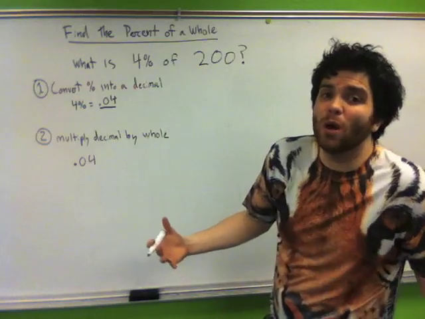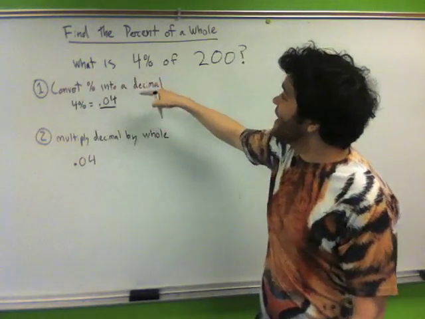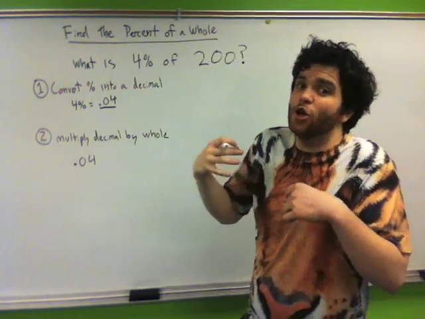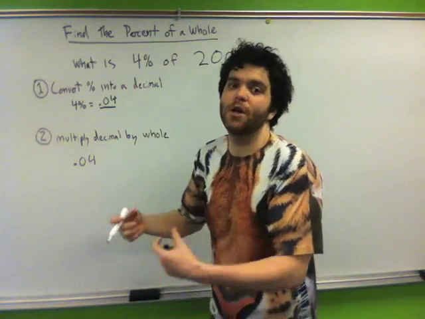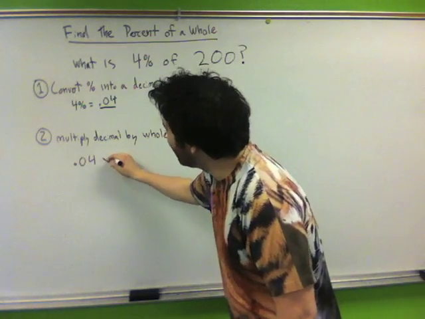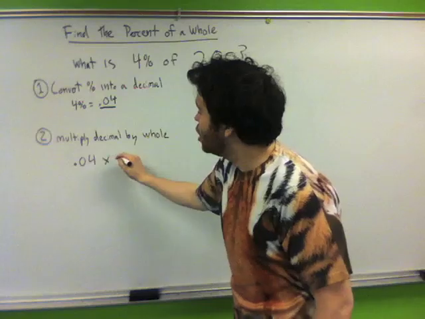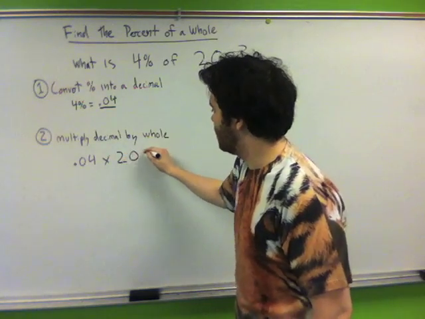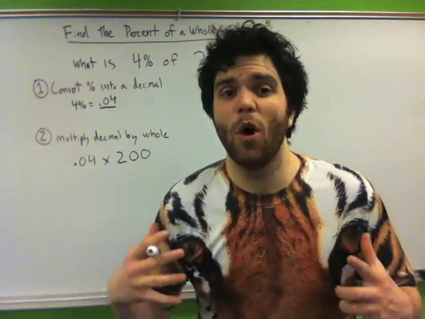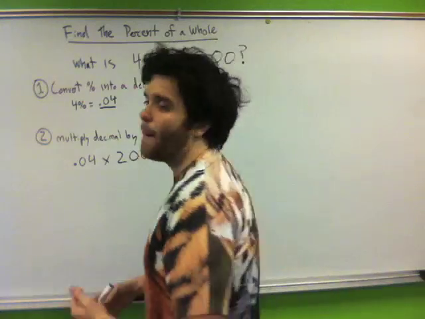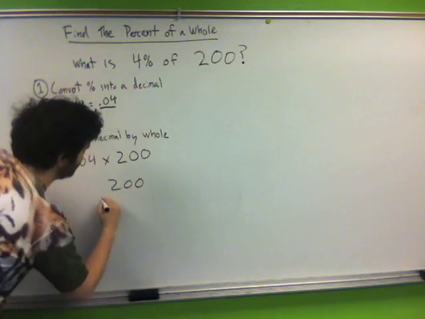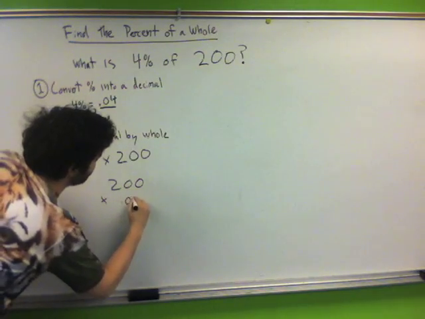0.04 times our whole. What's our whole? Well, what is 4% of 200? 200 is our whole, right? We want to find 4% of 200, so 200 has got to be our whole. 4% times 200. To do this, we're going to have to do our decimal multiplication. So we line them up: 200 times 0.04.